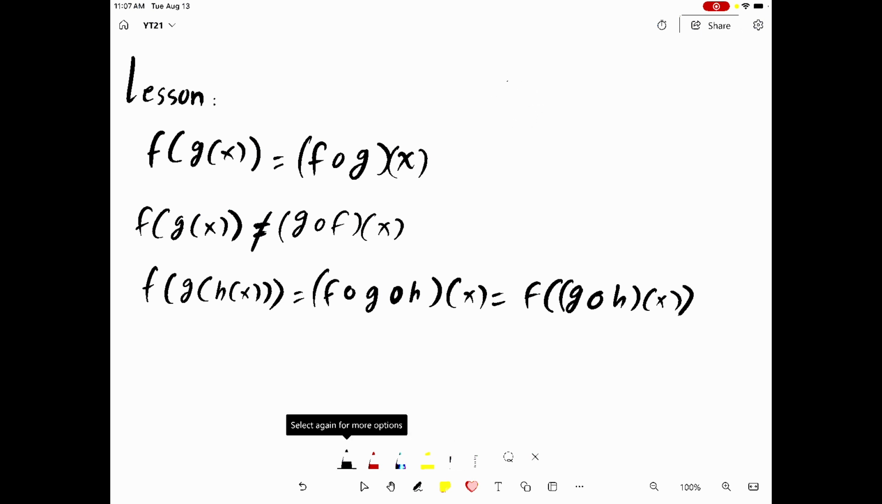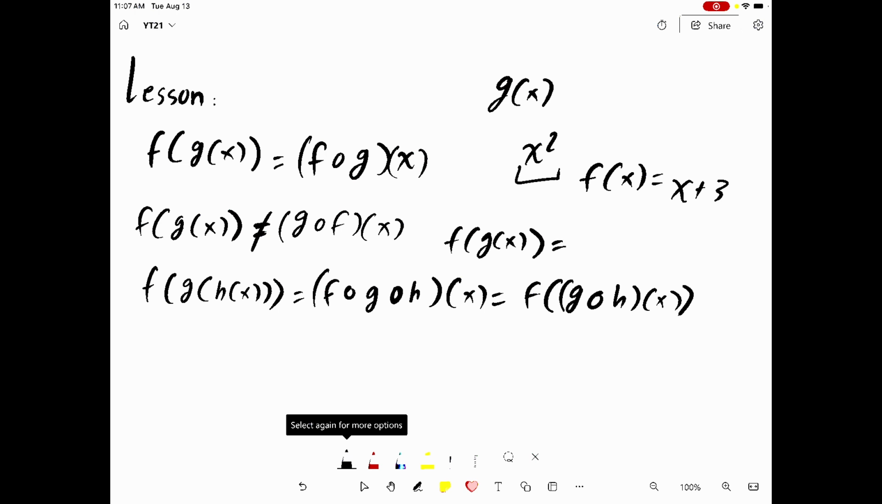If I have a function g of x, and let's say it's x squared, and let's say I have a function f of x, and this is equal to x plus 3. So, what f of g of x means is that instead of x, we're going to be substituting g of x, which is x squared. So this would be equal to x squared plus 3. That's essentially how it works.